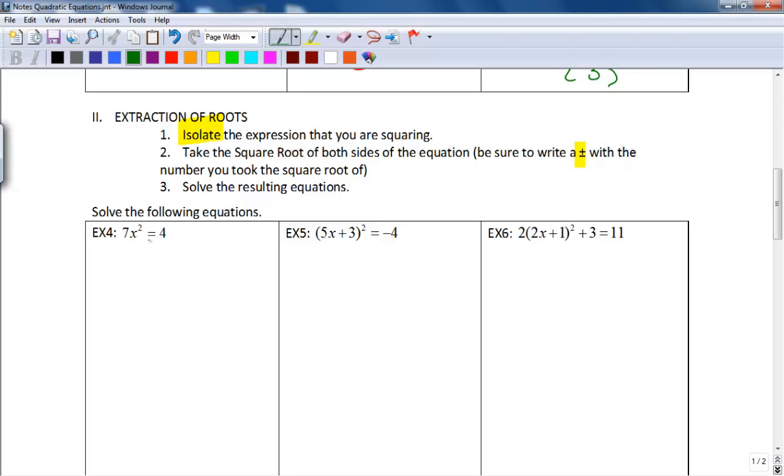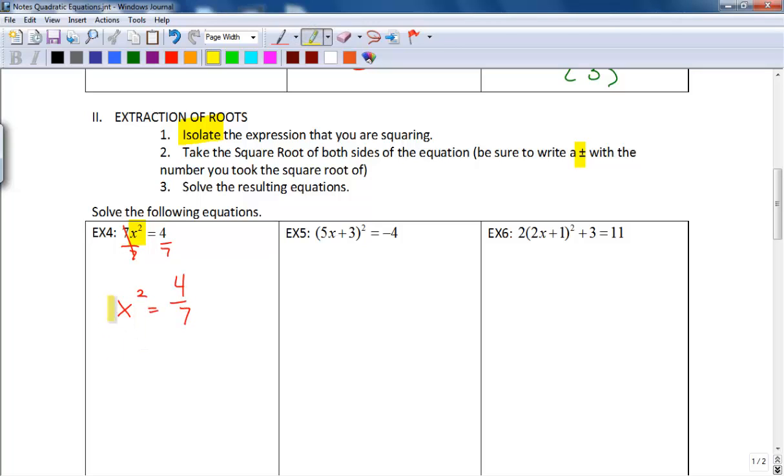So I have 7x squared is equal to 4. What am I raising to the second power? The only thing I'm squaring is x. So I need to isolate that. Is it all by itself on one side of the equal sign? No. Currently, I'm multiplying it by 7. So what I need to do is divide both sides by 7 to get it all alone. So I end up with x squared is equal to 4 over 7.